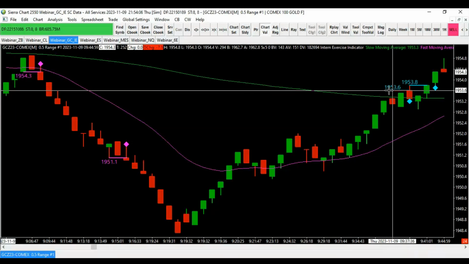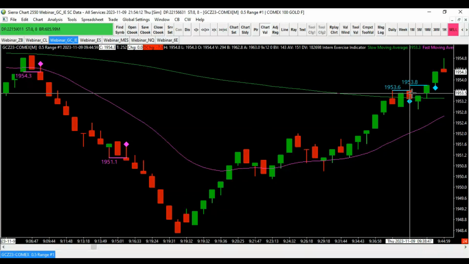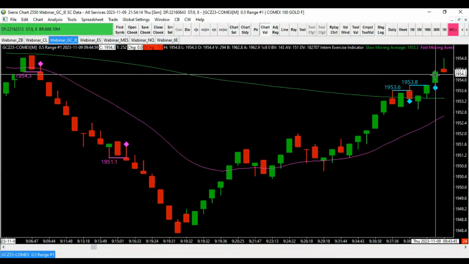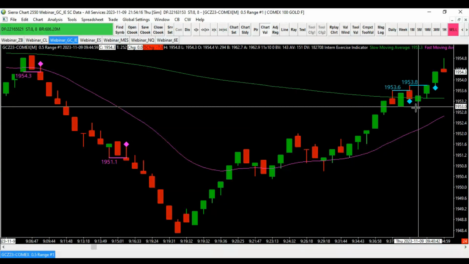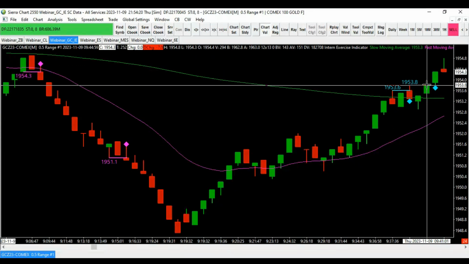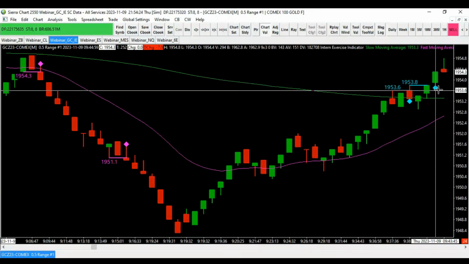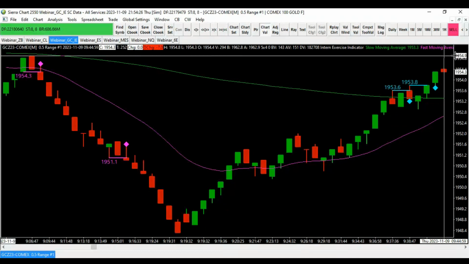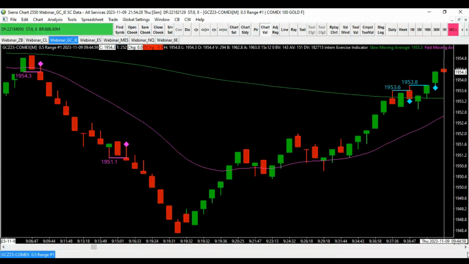So, 1953.6. The line was broken a couple of bars later, and you took some heat if you stayed in the trade, but eventually you moved up. There was a second one just a couple of hours afterwards, which was triggered at this point, and that moved up as well.